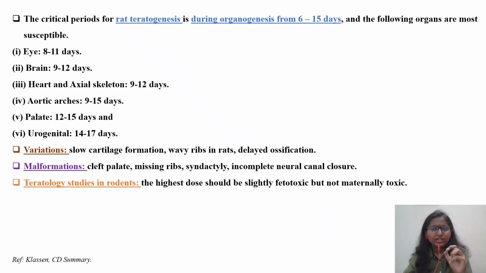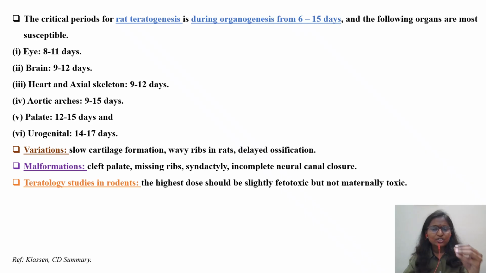So you go and try to pause the video and try to read. You will come across these terms: fetal toxicity with maternal toxicity, teratogenicity without maternal toxicity, teratogenicity with maternal toxicity. Very, very important. For example, the best example is thalidomide, which was teratogenic, but without maternal toxicity.